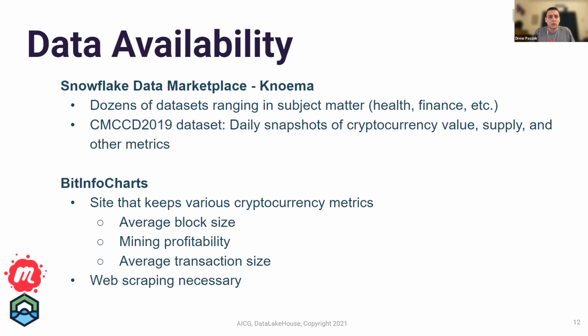And we'll also take a look at, or we're also going to get our data from BitInfoCharts, which is a site that keeps various cryptocurrency metrics, from average block size to mining profitability to average transaction size. You name it, they've got all of your miscellaneous cryptocurrency metrics. And in order to be able to do that, we'll have to scrape from that website.